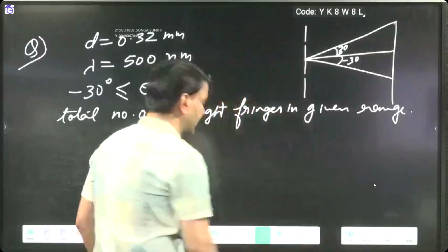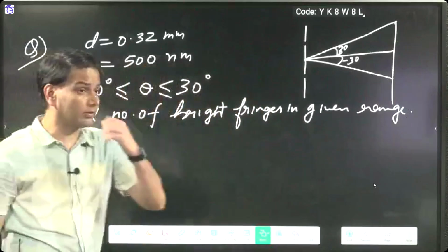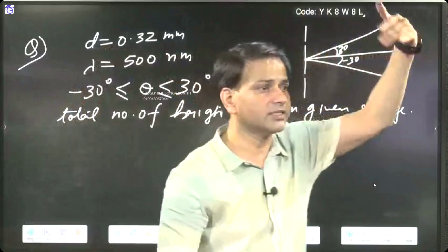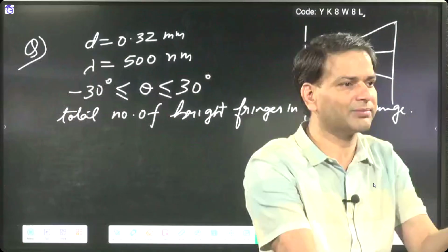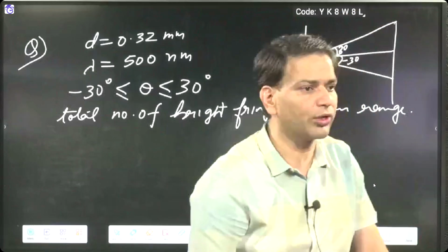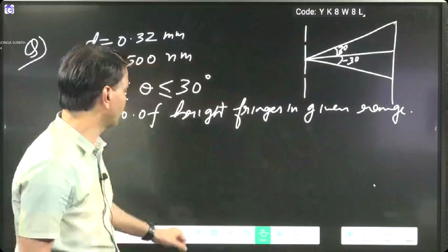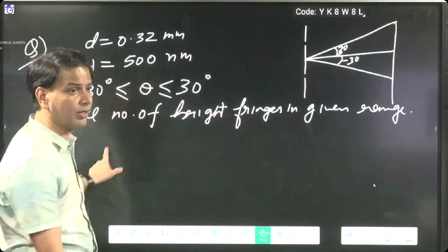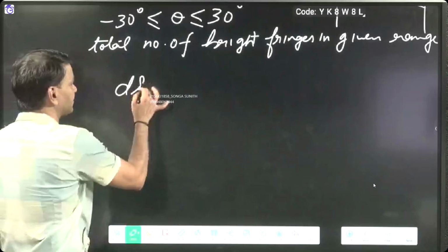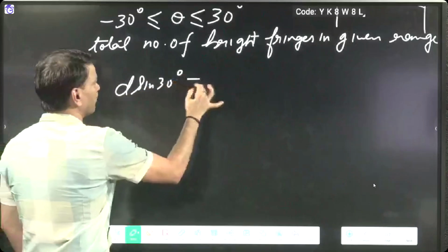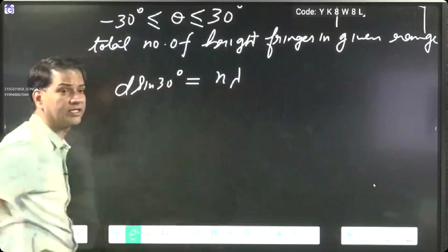When they give theta, I can find at this angle 30, which maxima I am getting. According to that, I can calculate the total number of maxima. So what is the boundary they gave? 30 degrees. So at the boundary, first I will check how many maxima I am getting. Then I will use d sin 30 equal to n lambda, the maxima condition, since they are saying bright.